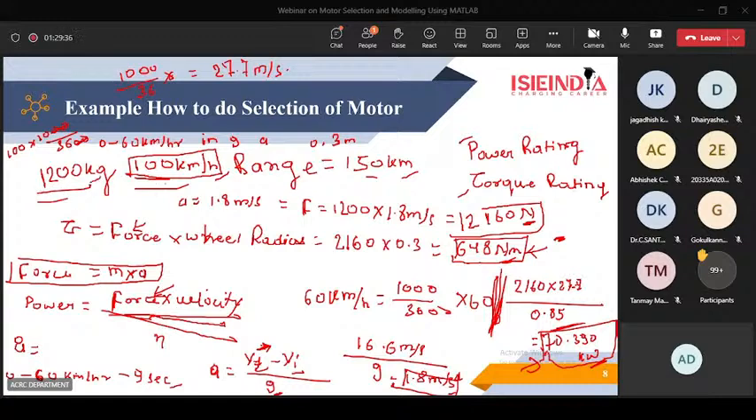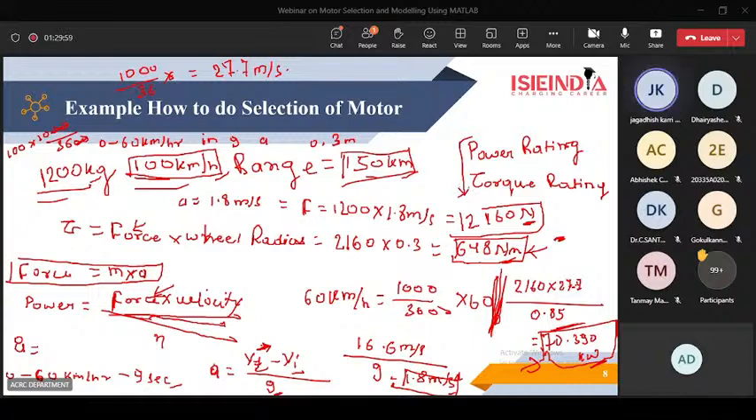kilogram, and I am driving that vehicle at 100 kilometer per hour, and the range I am estimating here is 150. So currently there is no use of range. For the battery pack I will be taking that. So I think you have an understanding of how we initiate the selection of motor.